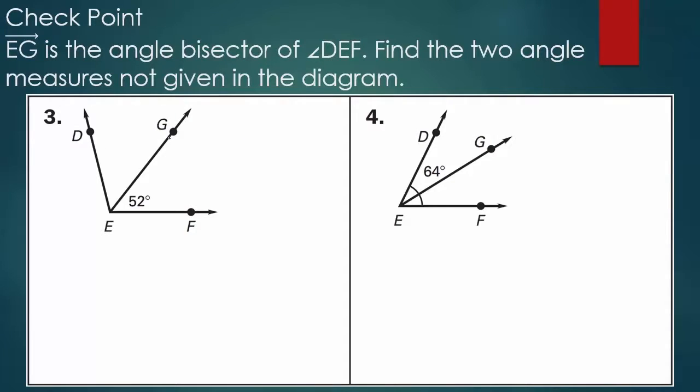In problem number 3, it's GEF that's 52 degrees, so it's only this angle over here. You need to find this angle over here. And then in problem number 4, you'll notice that this angle measure goes all the way across. That means that the measure of angle DEF, that entire angle, is 64 degrees. You need to find what each one of these inside angles are.